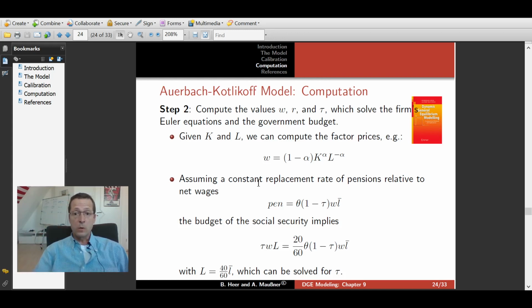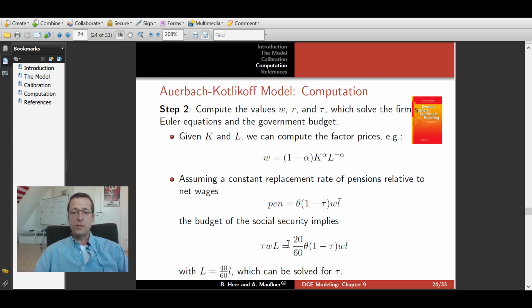Now, we know that in the Social Security budget, total Social Security taxes have to be equal to total pensions. Total Social Security contributions are equal to tau times w times uppercase L. So w times uppercase L is simply the aggregate wage income in the economy, and from this gross wage income, percentage tau is transferred to the Social Security, levied upon the gross income as taxes.